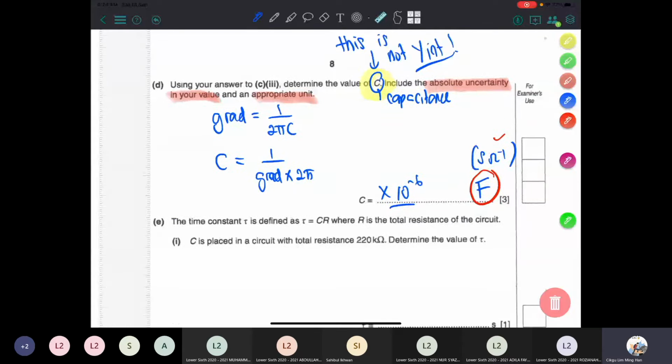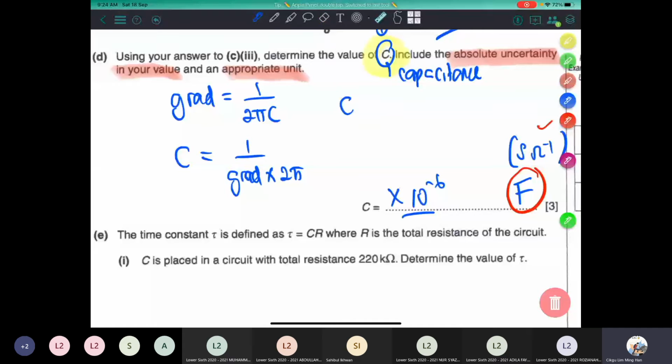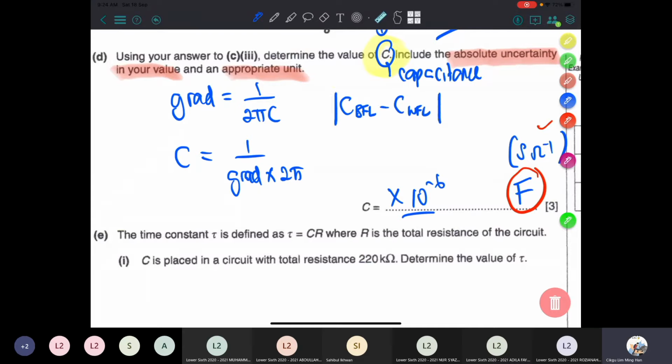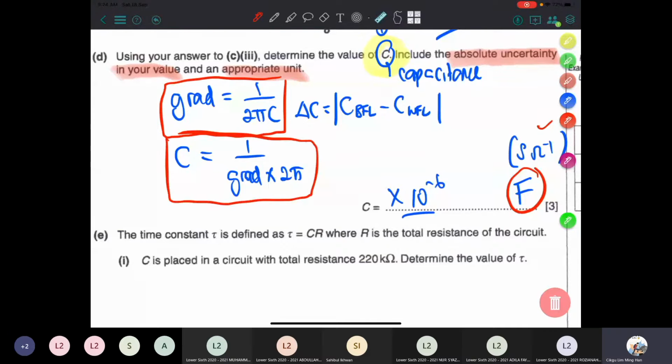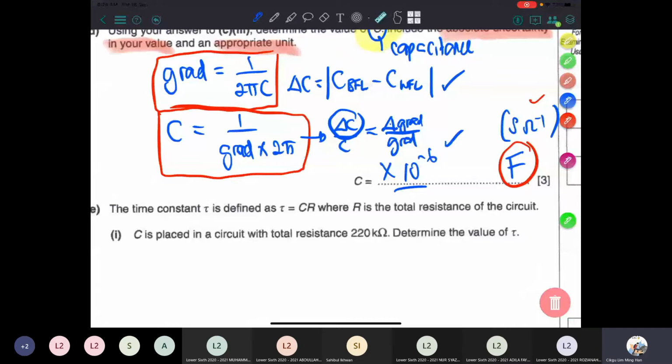And then the uncertainty. How to get the uncertainty? There are two ways to find the uncertainty. You use the C for the best fit line, and you use the C for the worst fit line, you subtract, and you will get the uncertainty for C. Or you can use the formula on the right hand side here. So the uncertainty for C will be delta C over C equal to delta gradient over gradient. So you can get the delta C from here also. Both methods will work. You can use this or you can use this, no problem.